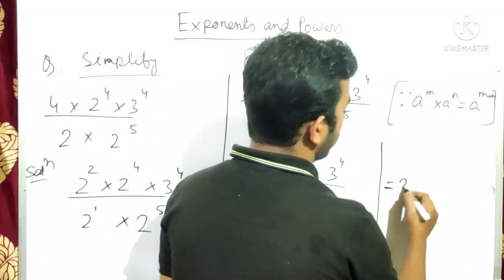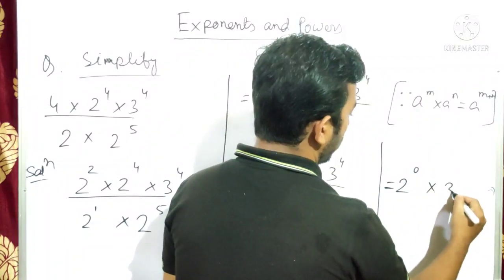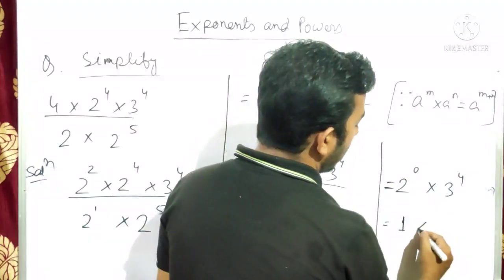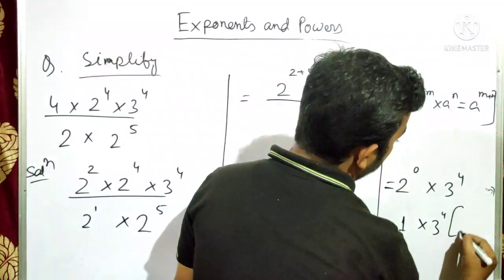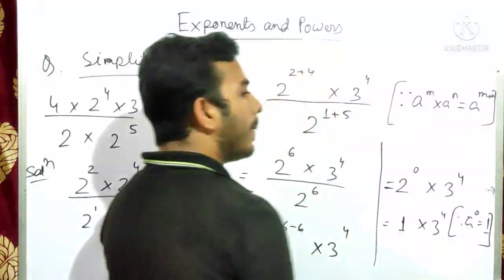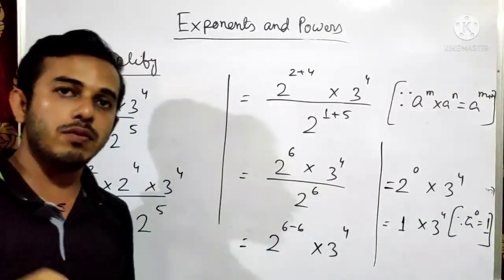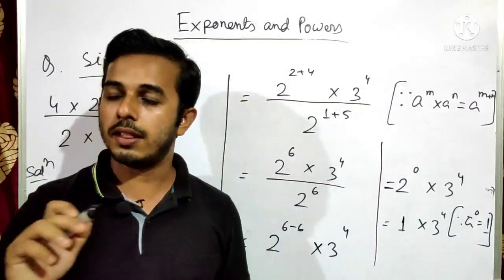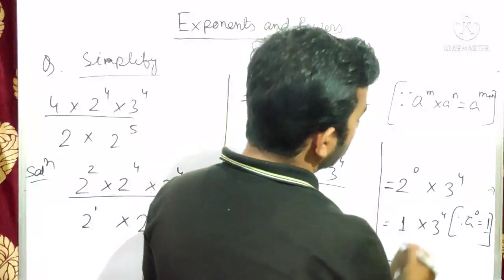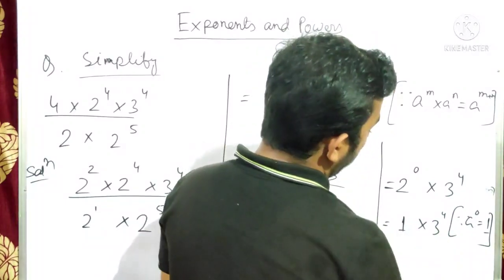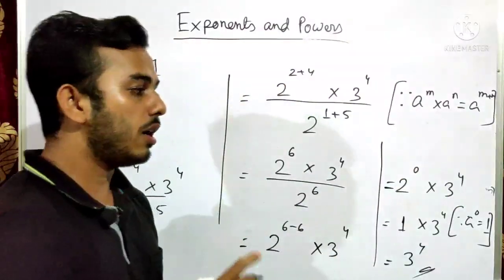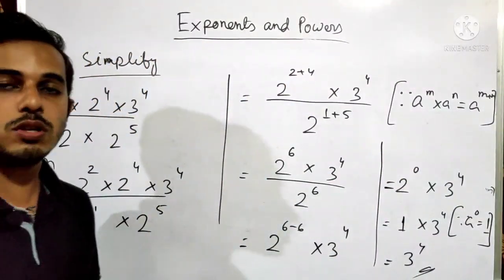2 power 0 into 3 to the power 4. Now 2 to the power 0 means what? 1, isn't it? Into 3 power 4. In brackets we can write since a to the power 0 equals 1. If we have any number and the power is 0, the value of that number will be 1. Clear? Now look, 1 into 3 to the power 4 means 3 to the power 4. Clear? I hope this is how you can simplify the given expressions.